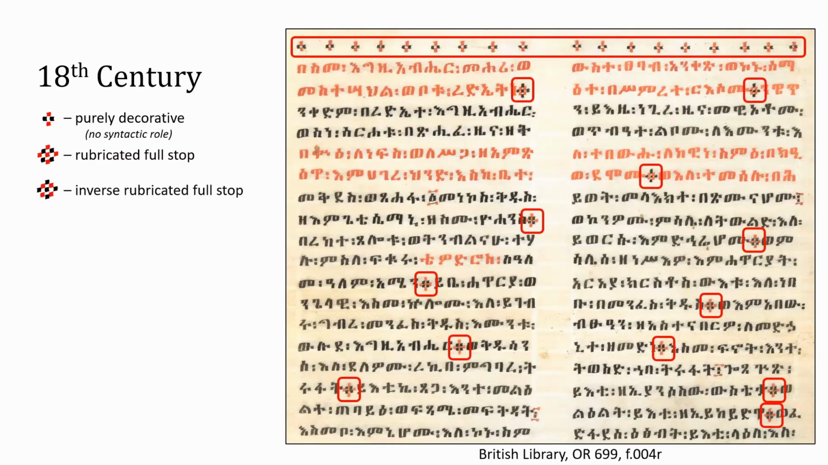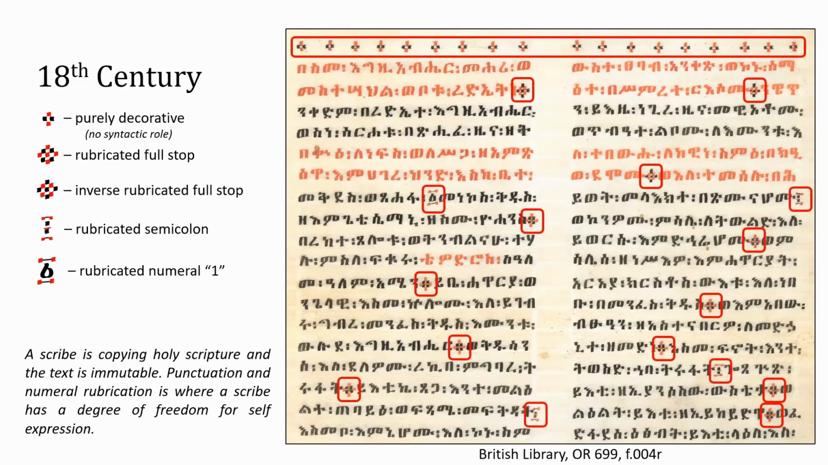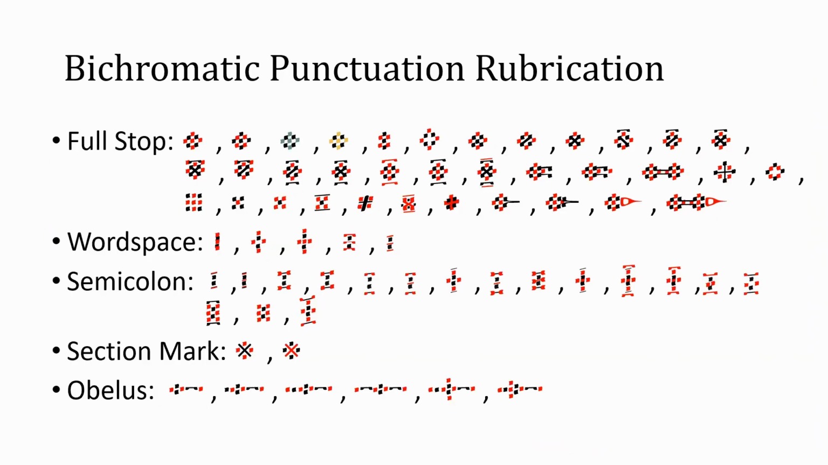We have inverse bichromatic rubrication that appears within the striped rubricated text. That's kind of nifty. Other punctuation gets rubricated. Yes, numbers and a semicolon example here. And why I like bichromatic rubrication so much is that this is where a scribe really gets to play and express himself artistically. So the job of the scribe is to copy Holy Scripture verbatim, not changing a word, not changing a letter, unless you change the Scripture itself. But punctuation and numbers are fair game. You can do what you like there, and boy, do they.